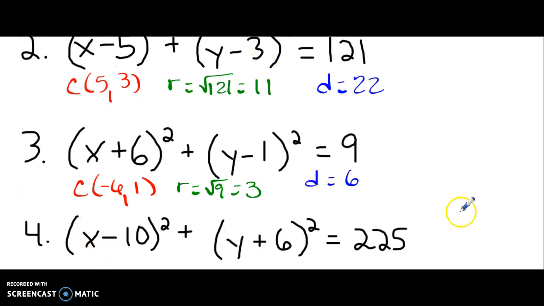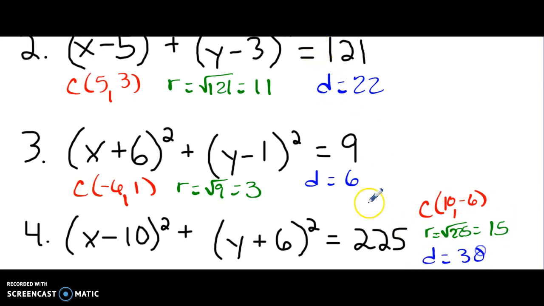For this one, my center is going to be located at 10, -6. Remember the opposite. My radius is going to be the square root of 225, or 15, and my diameter is 2 times 15, or 30.